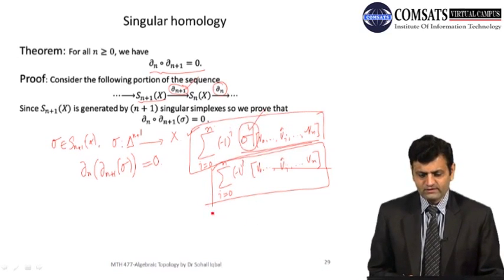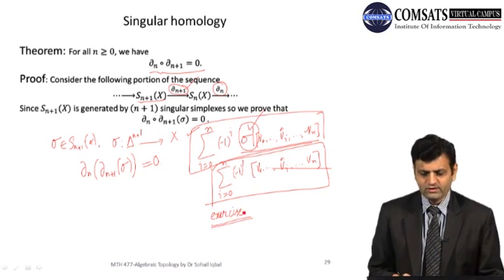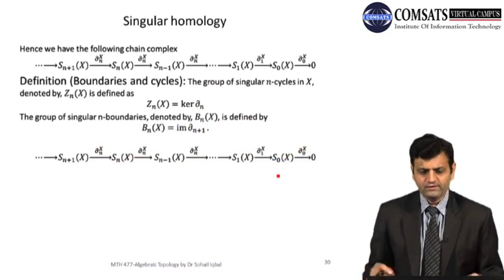So that's why I'm leaving this as an exercise for you to complete the steps, or in other words, just add sigma restricted to this in the proof of simplicial homology, and you will get your result. So if we have a chain complex, then we can define the cycles and boundaries.